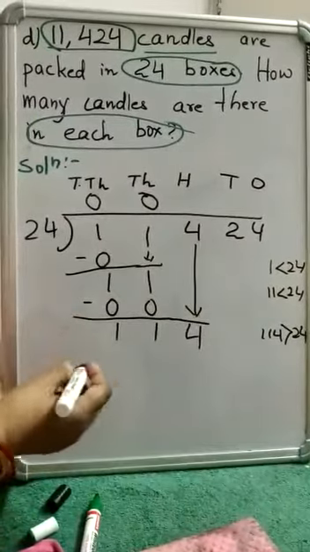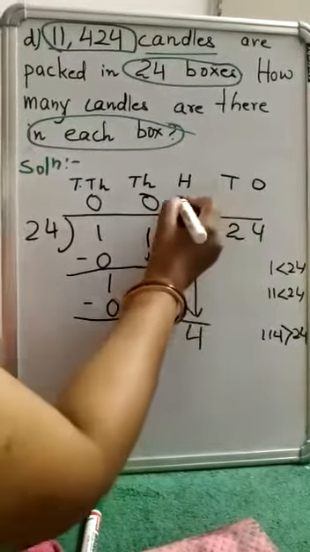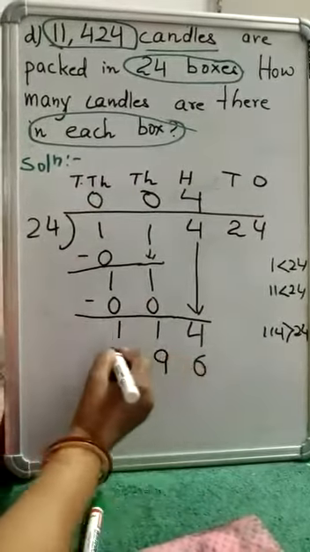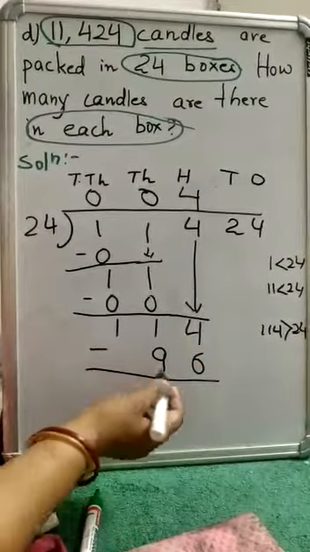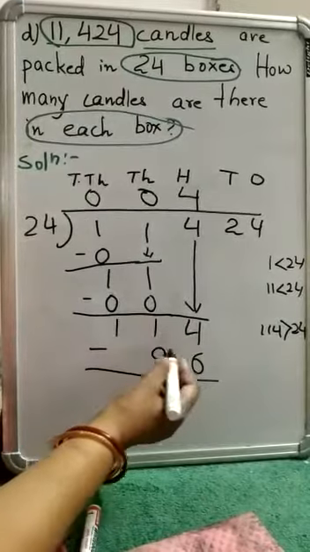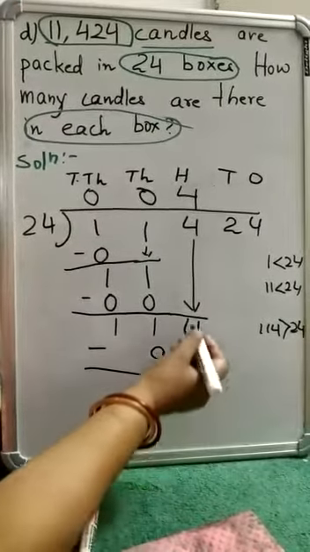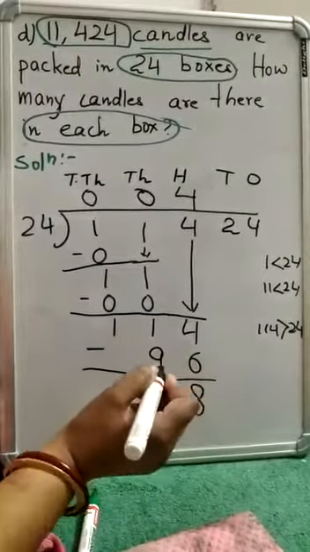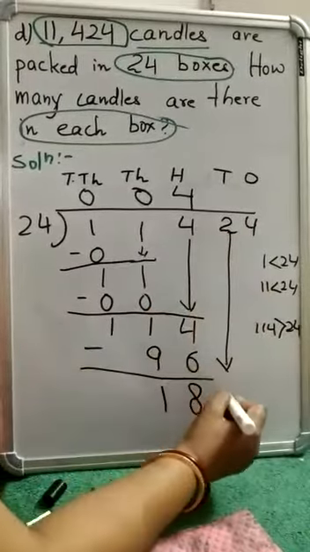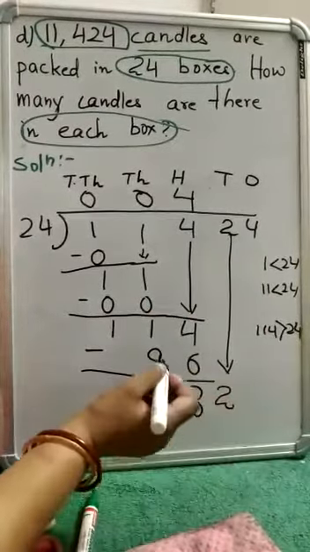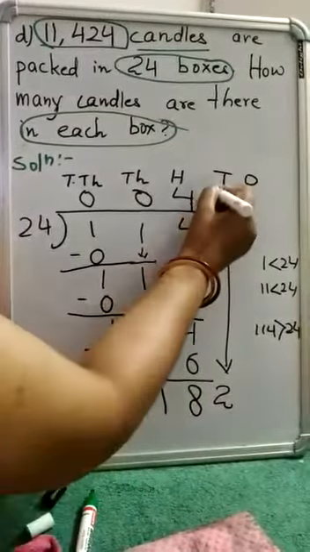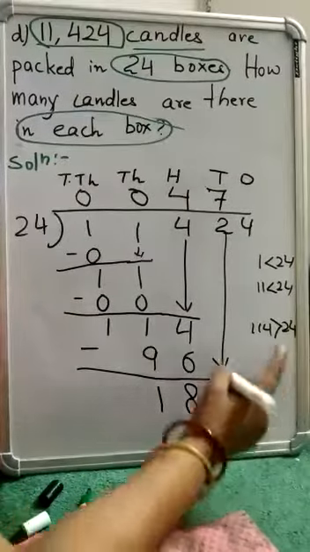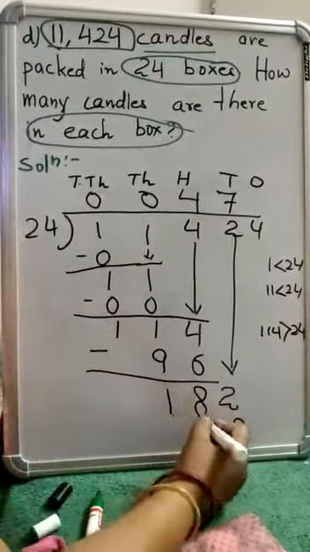Correct? So I will multiply with 4. 4 times 4 is 16, 6, 1 carry over, 4 times 2 is 8, plus 1 is 9. 4 times 24 is 96. So now I will do subtraction. 114 minus 96. So what will remain? It is 18. Correct? Now I will put down this 2 along with 18. Now it becomes 182. Now I will multiply with 7 at the tens place. So 7 times 4 is 28, 2 carry over. 7 times 2 is 14 plus 2 is 16.